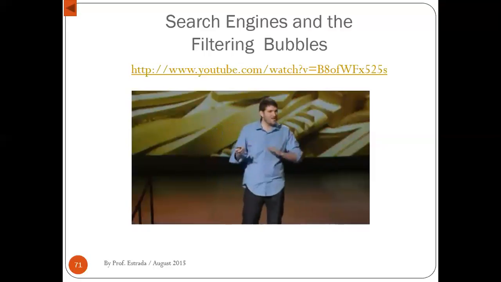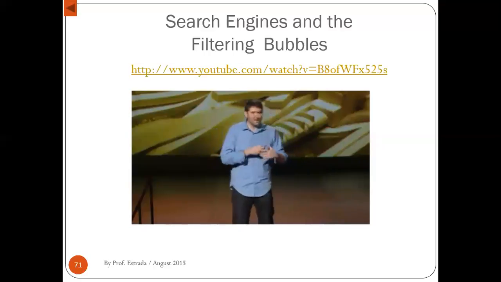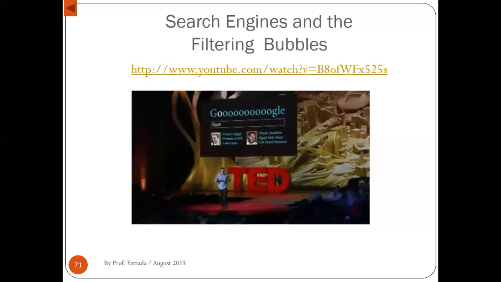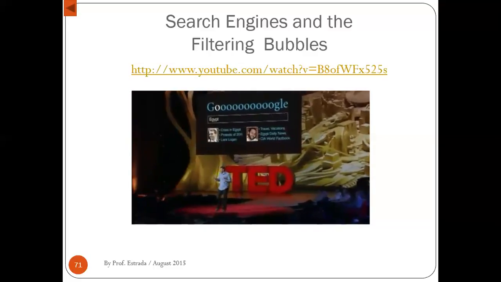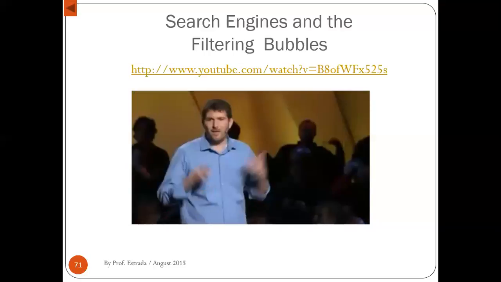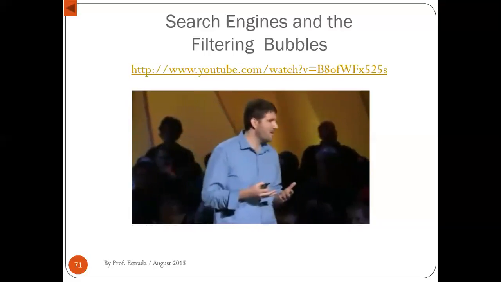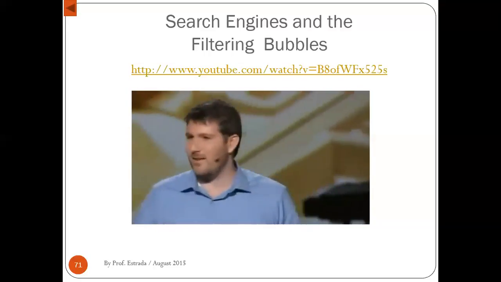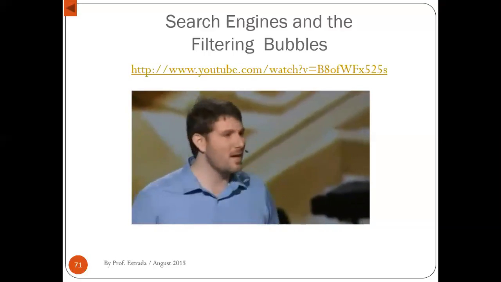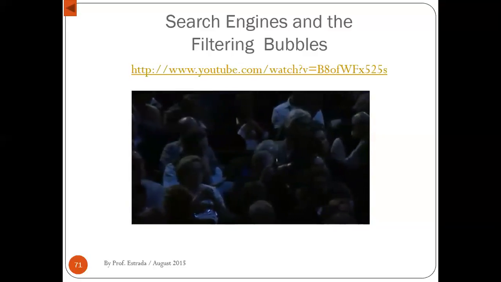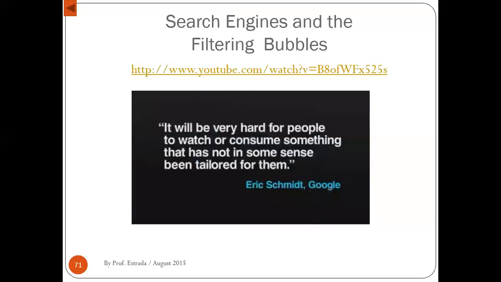So it's not just Google and Facebook either. This is something that's sweeping the web. There are a whole host of companies that are doing this kind of personalization. Yahoo News, the biggest news site on the internet, is now personalized. Different people get different things. Huffington Post, the Washington Post, New York Times, all flirting with personalization in various ways. And this moves us very quickly toward a world in which the internet is showing us what it thinks we want to see, but not necessarily what we need to see. As Eric Schmidt said, it'll be very hard for people to watch or consume something that has not, in some sense, been tailored for them.